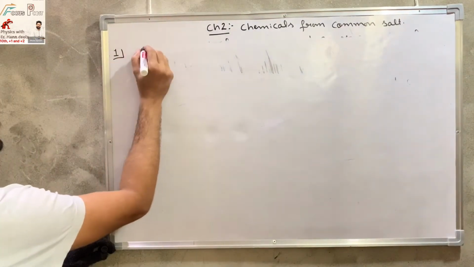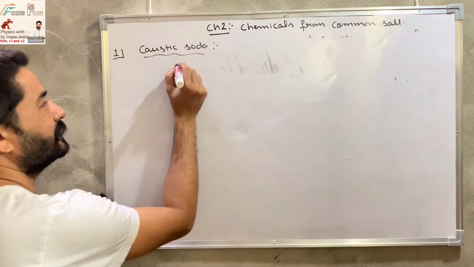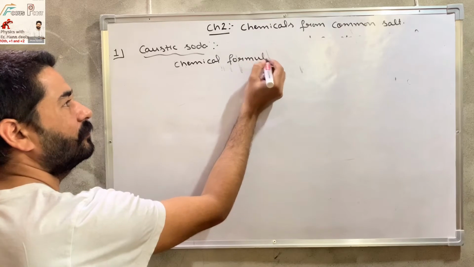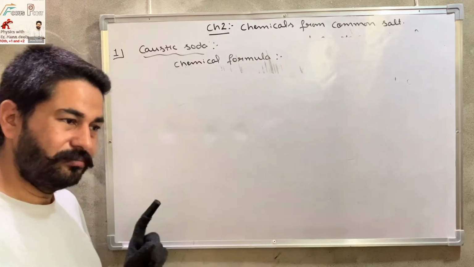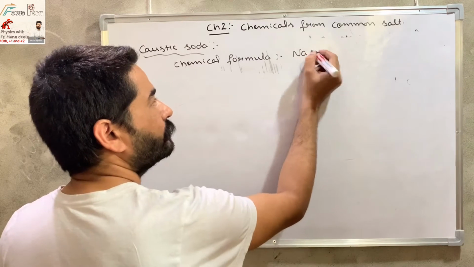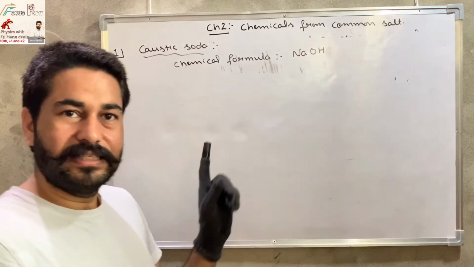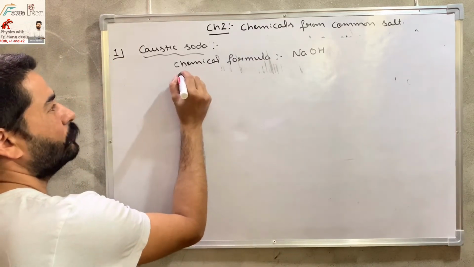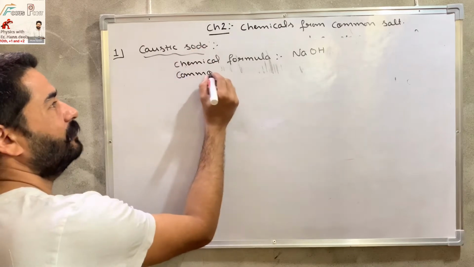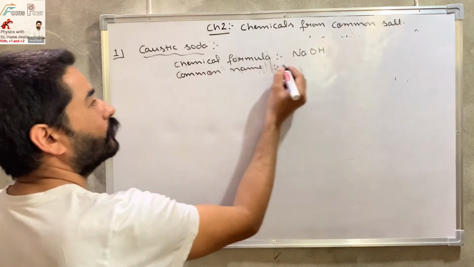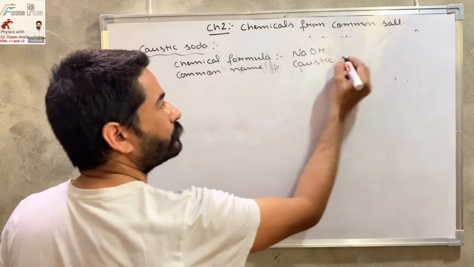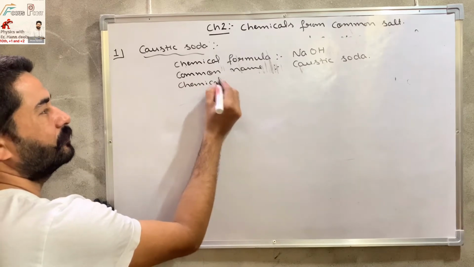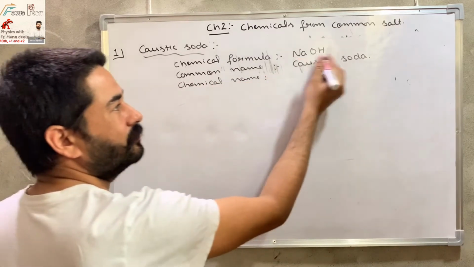The first chemical is caustic soda. What is its chemical formula? Can anyone tell? NaOH. Caustic soda. Sodium hydroxide. Very good. We did NaOH at the start of this chapter when I took the examples of the bases. And what is its common name? That is already written: caustic soda. Now its chemical name is sodium hydroxide.